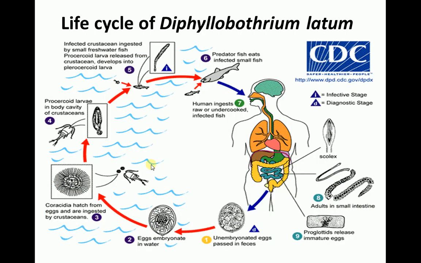Life cycle of Diphyllobothrium latum. Adult worm in the small intestine. Diagnostic stage by shedding of eggs in the stool, unembryonated eggs. They need water to form the embryo, which is called coracidium. After a period of time in the water, coracidium hatches from the egg and is ingested by the first intermediate host, cyclops. Coracidium converts to the first larval stage, which is called procercoid larva.